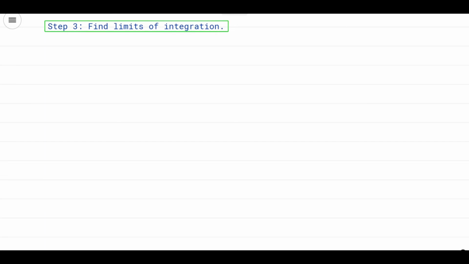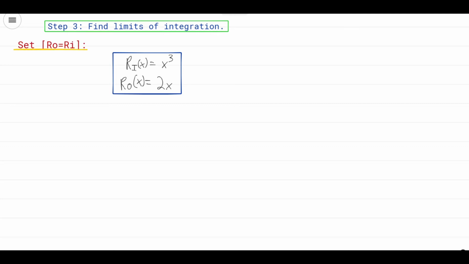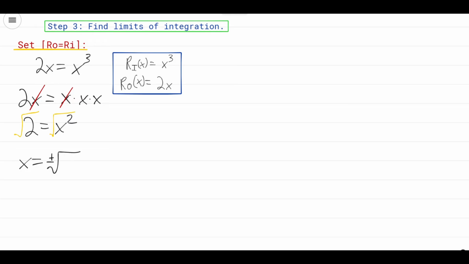Now for step 3, we're going to find the limits of integration. Same process. We're given our r of i of x and our r of o of x, our inner and outer radii, x cubed and 2x. We're going to set these equal to each other and solve for x, as we've been doing in the previous problems. So 2x is equal to x cubed. So 2x is equal to x times x times x. Right off the bat, we can cancel out an x, so we're left with 2 is equal to x squared. We're trying to solve this for x, so we take the square root of both sides, and we're left with x is equal to plus or minus the square root of 2.